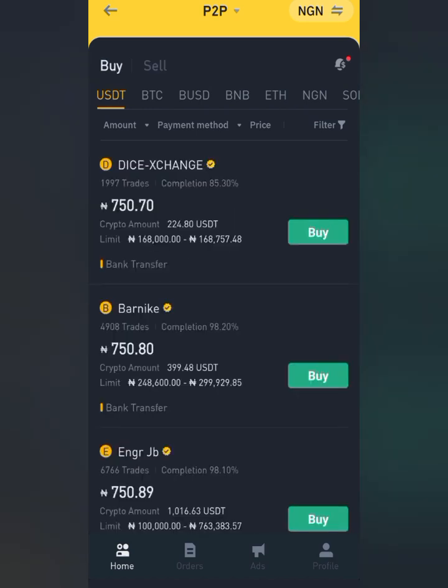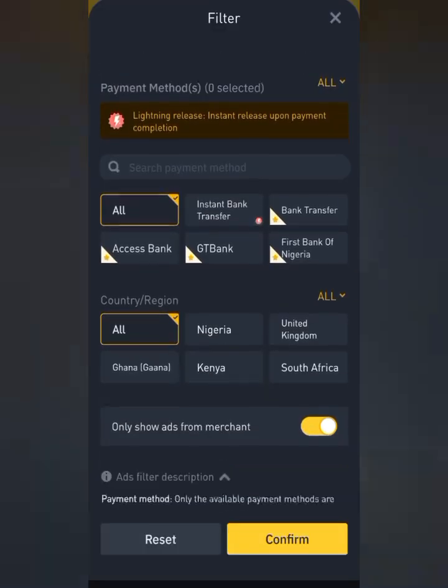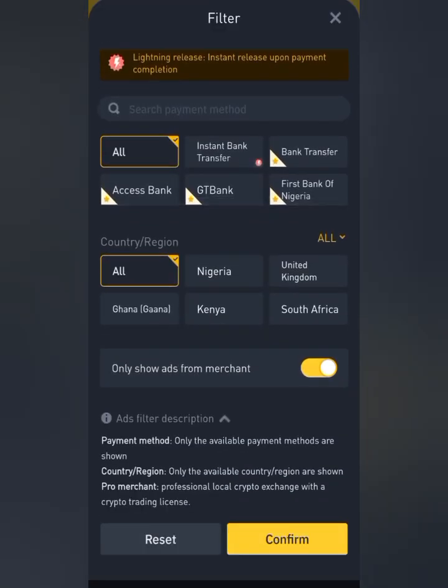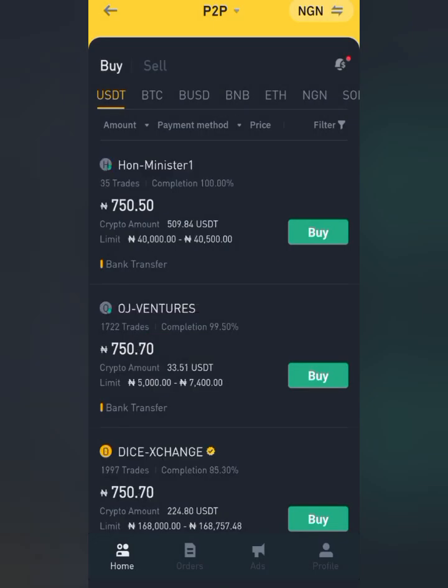But if you want to get better prices, all you have to do is click on filter. Then you will see this yellow toggle that says only show ads from merchant. No, we want to show ads from other people. So we just click on that and confirm. And you will see that the price will change a little bit. Can you see the price went down? So that's how you get at least some little cost saving anytime you want to buy.